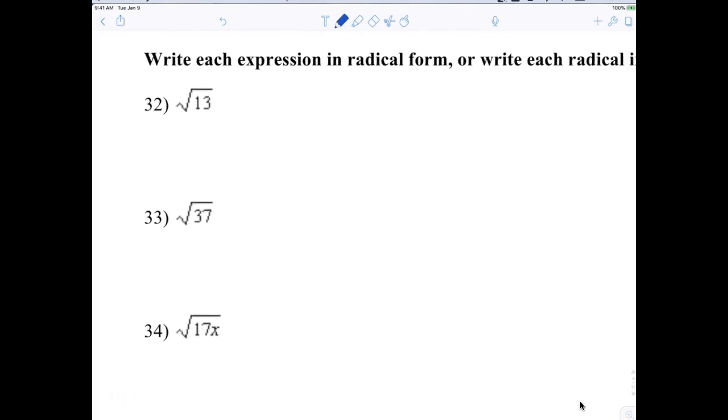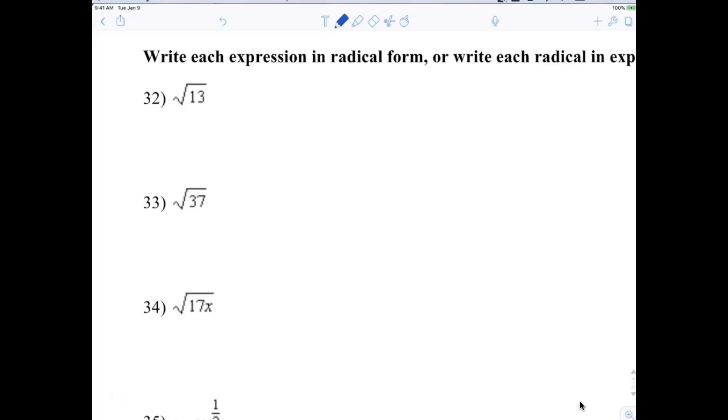Now, back to Emily. Write as a rational exponent. So square root of 13 is the same as 13 to what power?